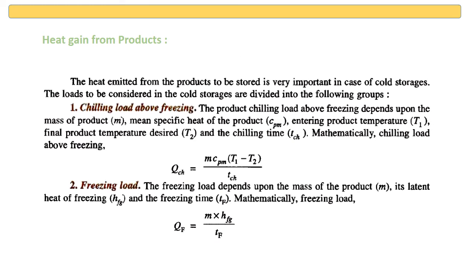So heat gain from the products is very essential while you are designing any air conditioning system for any food storage units or any other storage units. Heat needs to be taken away from the products that will be stored inside the chamber. If a product is at 25 degrees Celsius but we need to store it at 5 degrees Celsius, then that sensible heating part is called chilling load above freezing. That needs to be brought down.